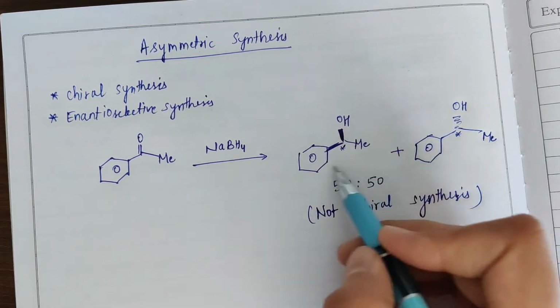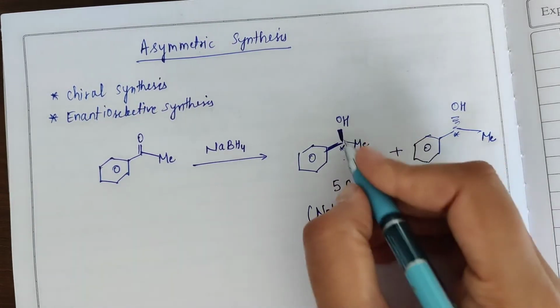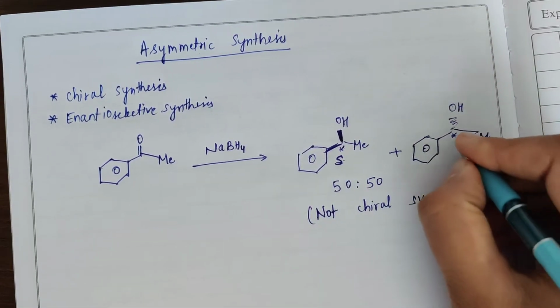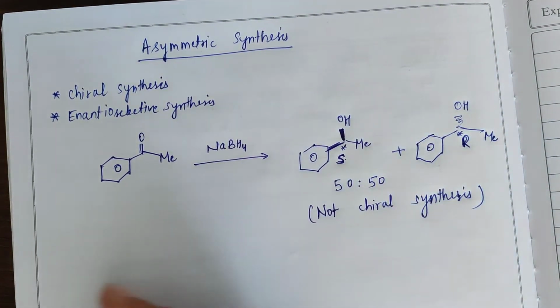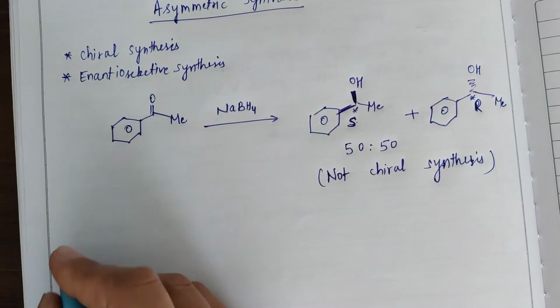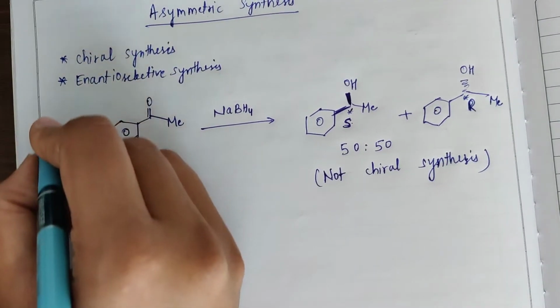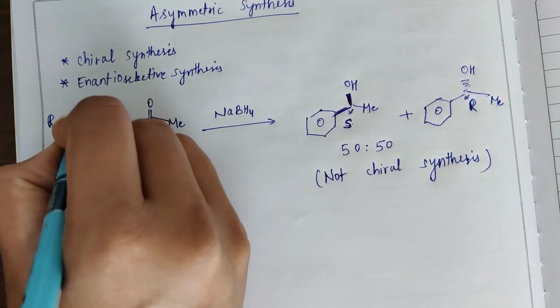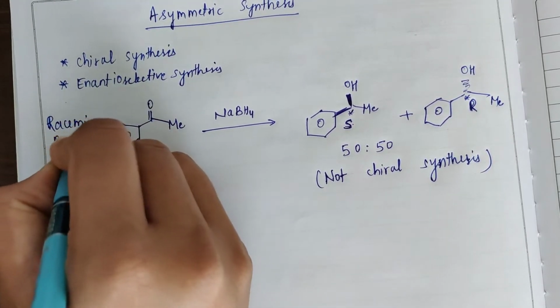Okay, if you see the rotation here, it is S and this one is R. So this is an example of a racemic reaction.